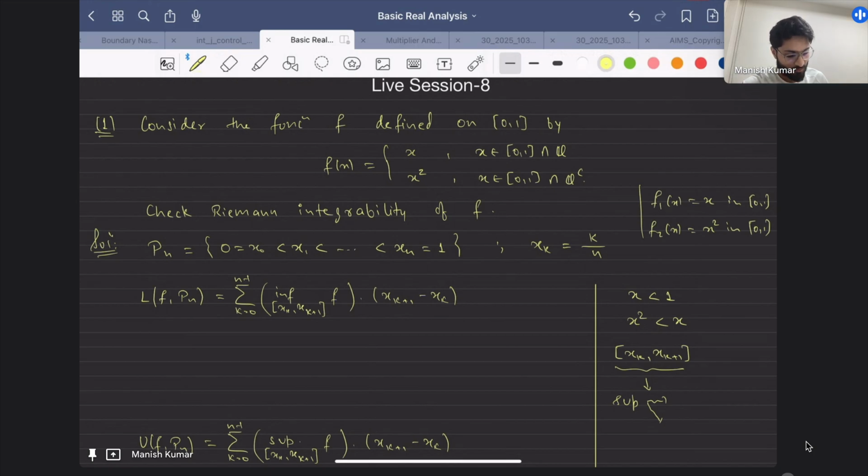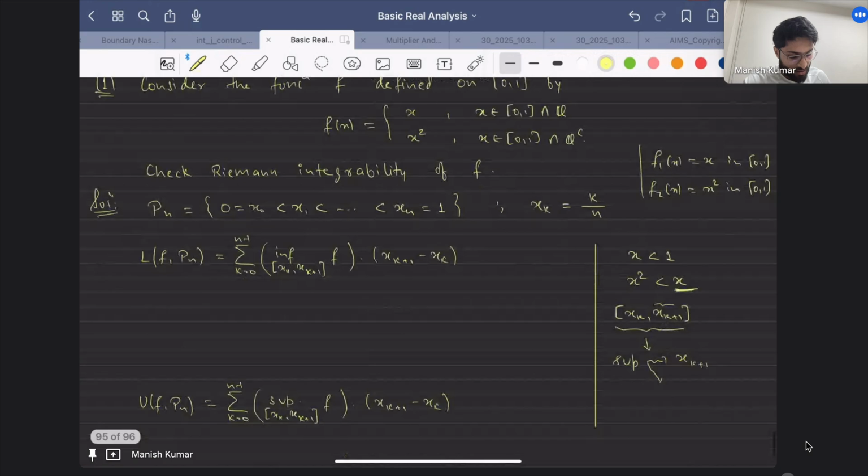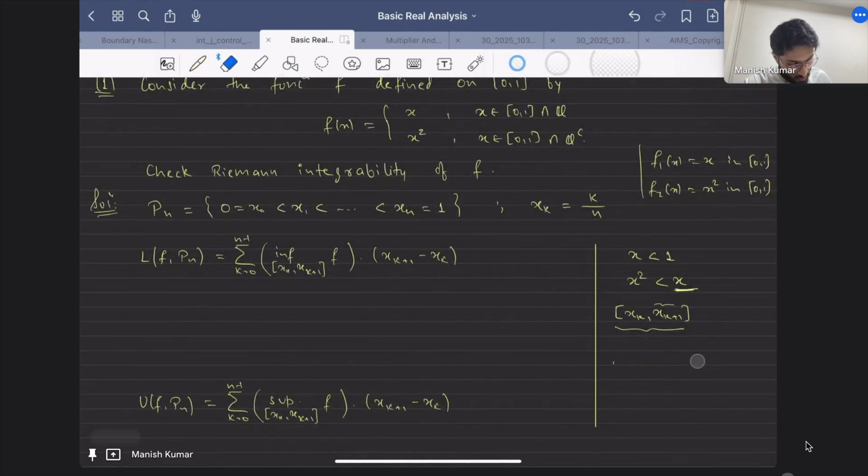If x_{k+1} is rational, then we know this value is always greater than the x squared value. So if it is rational, then clearly the supremum would be x_{k+1}. Now when it's irrational, we can find a sequence which converges to this irrational number. So there will be two cases. If x_{k+1} belongs to the rationals, then the supremum of f on that interval would be simply x_{k+1}.